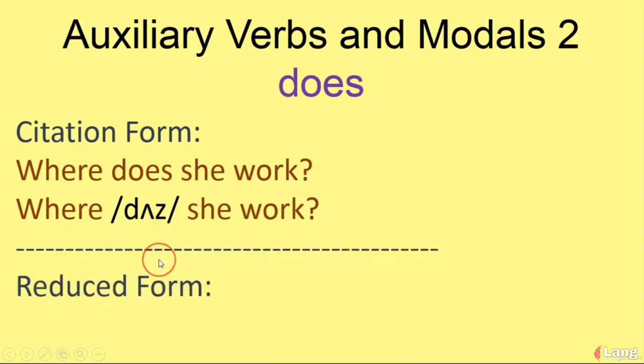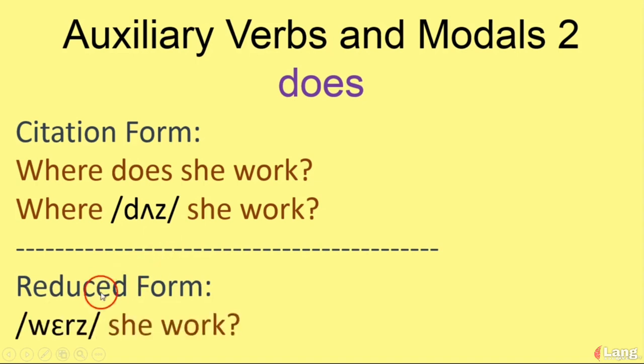In reduced form, we do not say, where does she work? Instead, we might just pronounce the Z. And when combined with where, we would just say, where's. Where's she work? Where's she work?